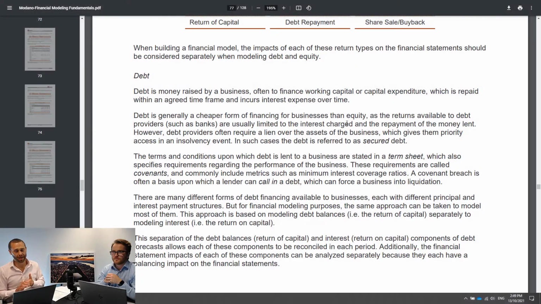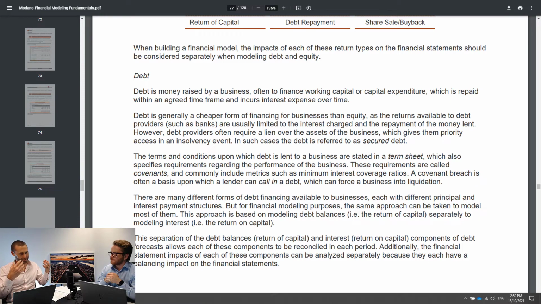Okay, so let's start with debt. Now, debt basically is money raised by a business, often to finance working capital or capital expenditure, which is repaid within an agreed time frame and incurs interest expense. Okay, so the debt's obviously normally the cheapest form of finance because it's secured against the assets of the business. Normally, that's when it's called secured. And it's normally issued based on a term sheet.